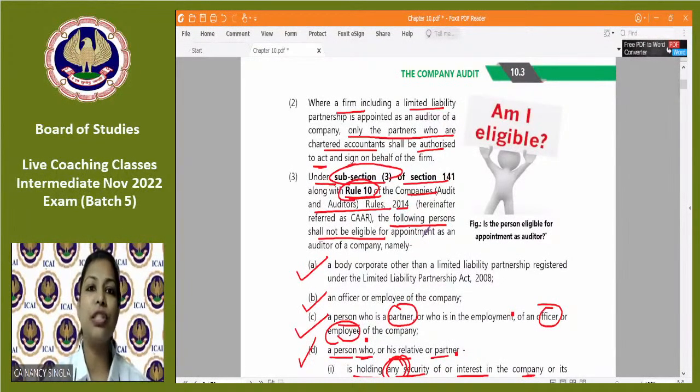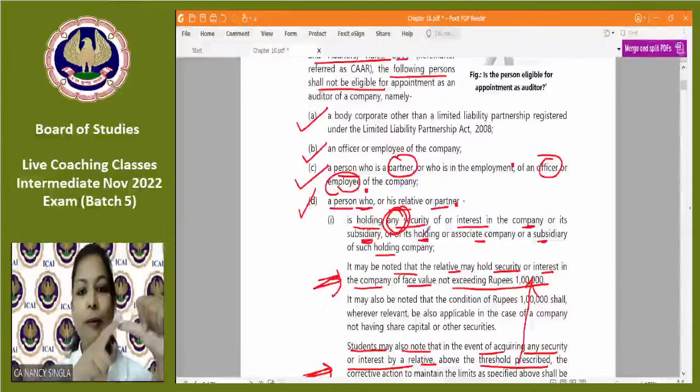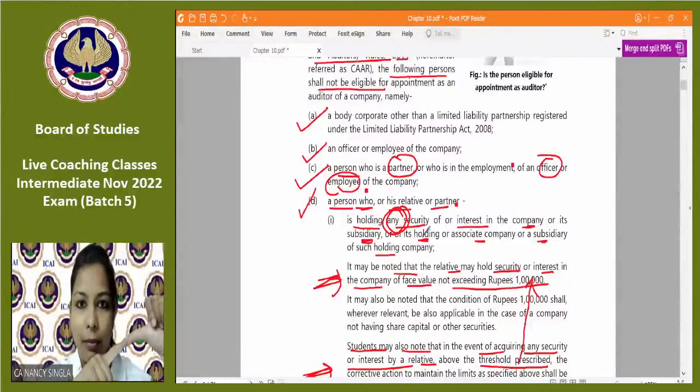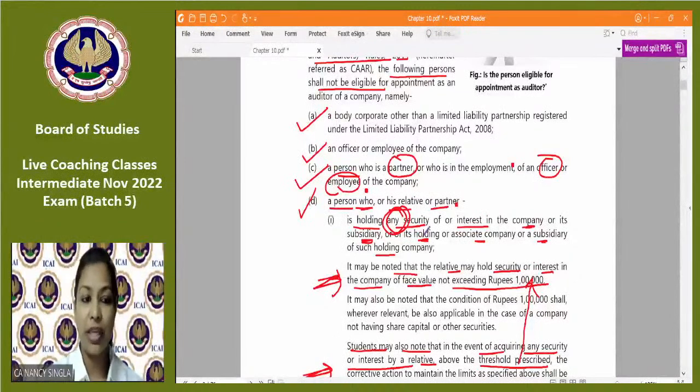थर्ड क्या बोलता है, सबसेक्शन 3 को हम किसके साथ रीड कर रहे हैं, रूल 10 ऑफ द कंपनीज ऑडिट एंड ऑडिटर रूल 2014. 9 क्लॉजेज हैं. दैट फॉलोइंग पर्संस आर not eligible. कौन कौन, देखो बॉडी कॉर्पोरेट other than LLP, officer employee of the company, any partner or employee of the officer employee. D clause very important, mark कर लो, very very important.